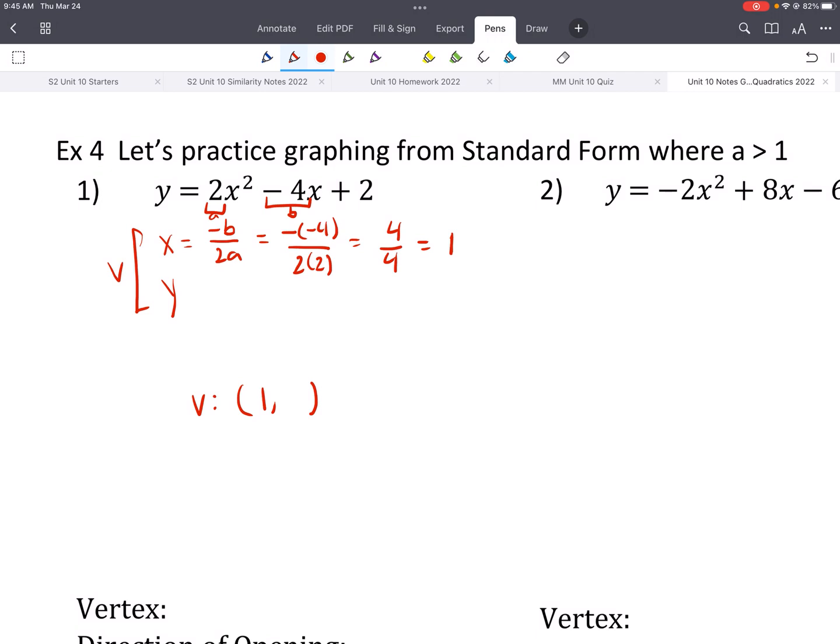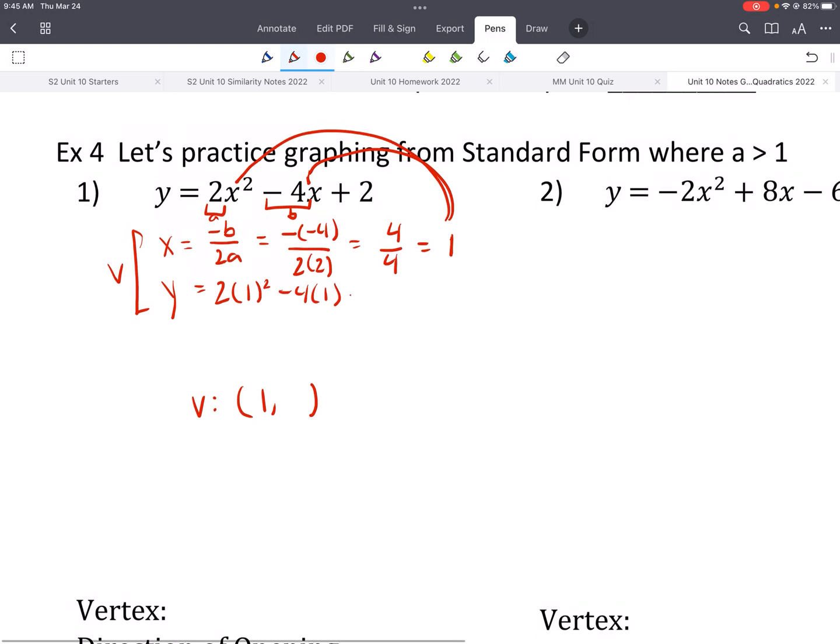If you have an x and you need to find a y, we plug that back in for x in your equation. So we'll get 2 times 1 squared minus 4 times 1 plus 2. You can use your calculator, you can do it by hand. This one's not too bad. This is just 2 minus 4 plus 2. So here we get 0.